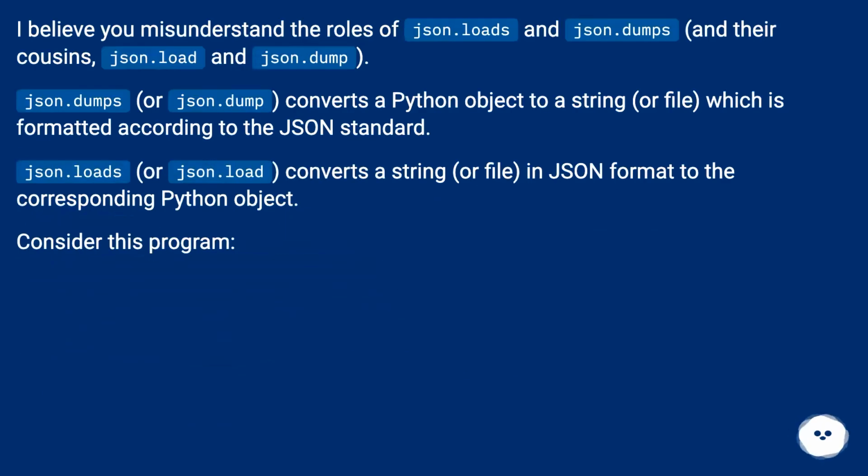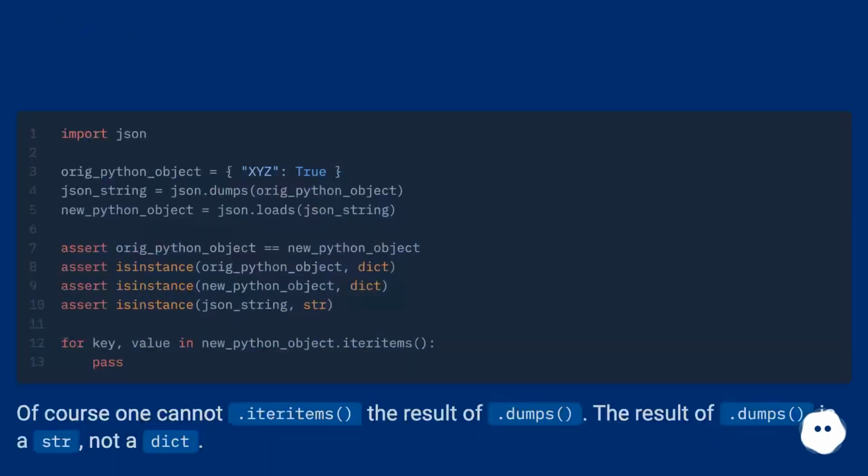I believe you misunderstand the roles of json.loads and json.dumps, and their cousins, json.load and json.dump. json.dumps, or json.dump, converts a Python object to a string or file, which is formatted according to the JSON standard. json.loads or json.load converts a string or file in JSON format to the corresponding Python object. Consider this program.